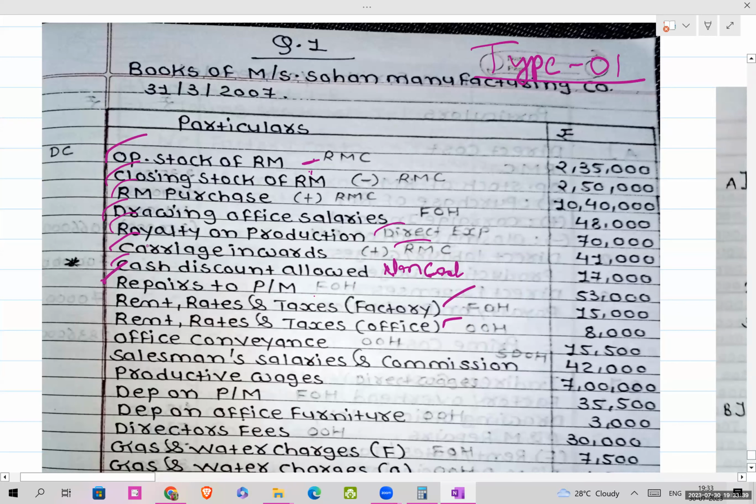Office conveyance. Conveyance is a traveling expense. So this will go to admin. Salesman salary and commission. This will be a part of selling and distribution. Productive wages is a direct cost and under the head direct wages.